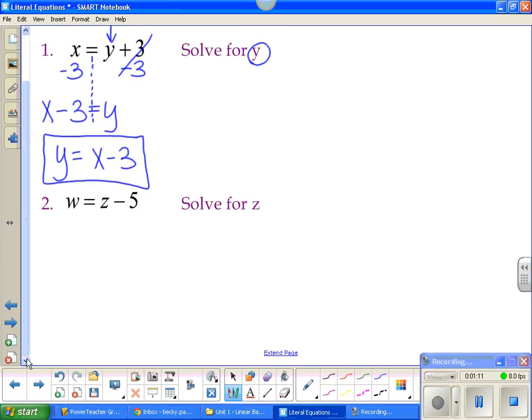Number 2, solving for z. Here's my z. What's with my z is a minus 5, so I'm going to add 5 to both sides. Those are going to cancel. On the left-hand side, I have w plus 5, and on the right-hand side, I just have my z. Make sure your z's don't look like your 2. And then I'm just going to flip it around and put the z in the front and make it z equals w plus 5.